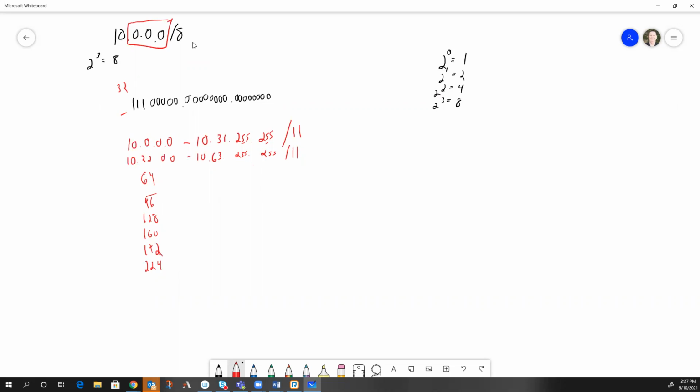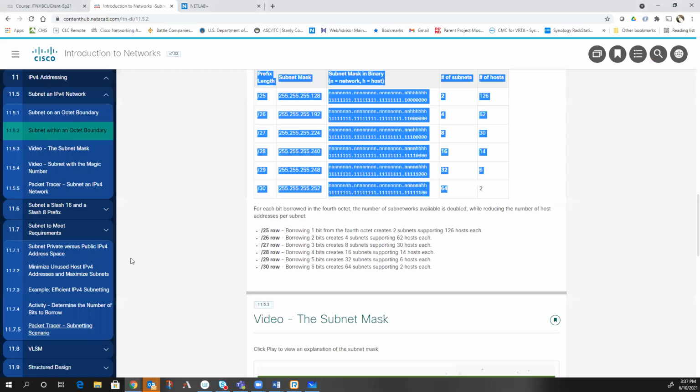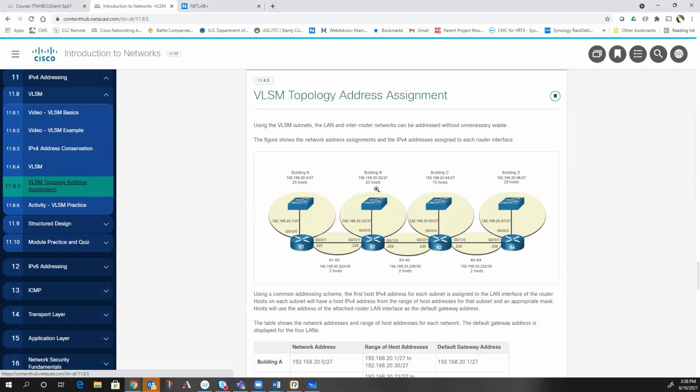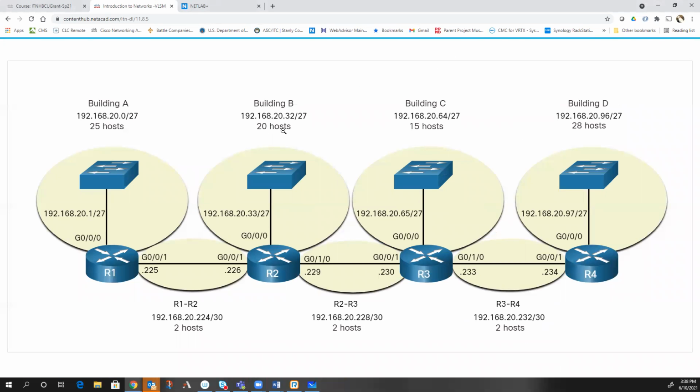You'll notice, or you should be noticing, that whenever we're subnetting classfully, we're subnetting based on the number of subnets we need. That is in stark difference to what we do when we're doing VLSM. When we're doing VLSM, we're actually doing it based upon the number of hosts that are needed. So we do it backwards. We do it by the number of hosts, not the number of subnets.